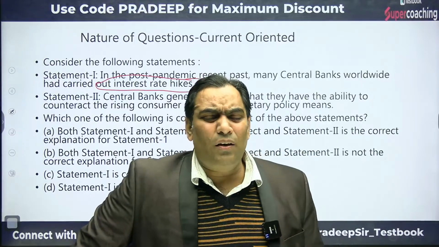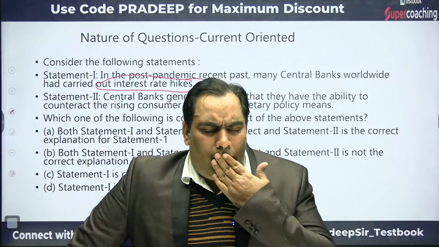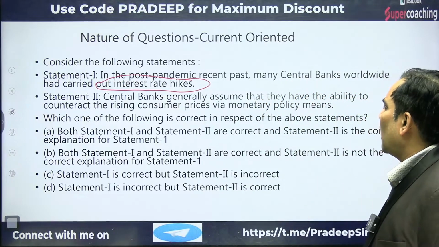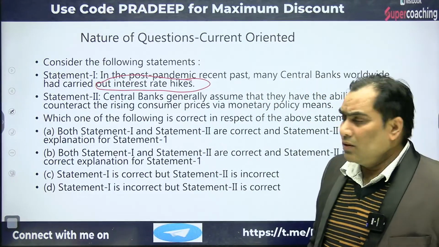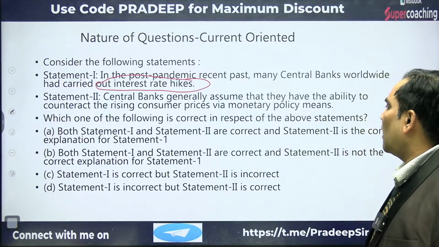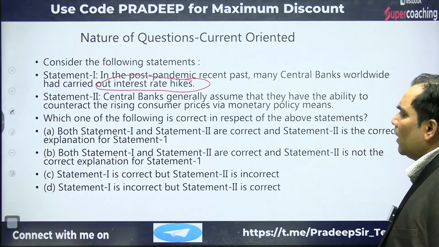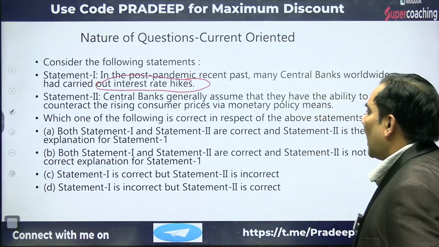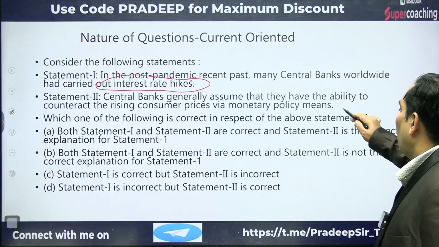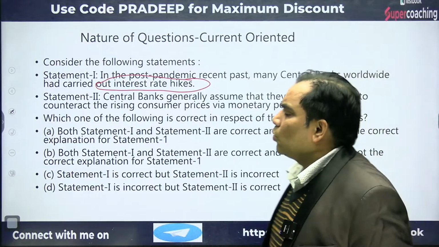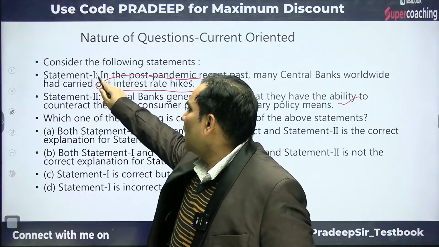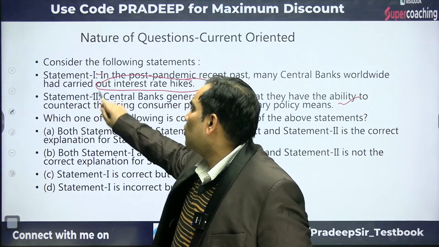So this is statement one. The second statement is, central banks generally assume that they have the ability to counteract the rising consumer price by monetary policy means. So these are two statements, the first being the assertion and the second the cause statement.